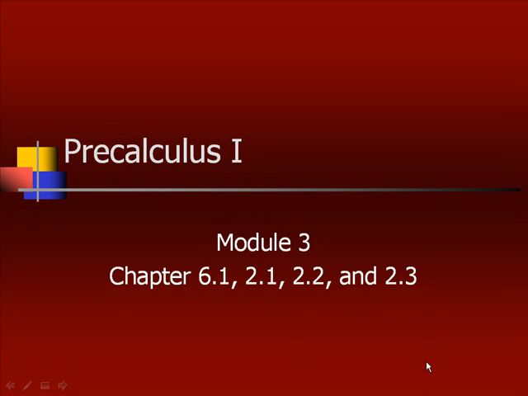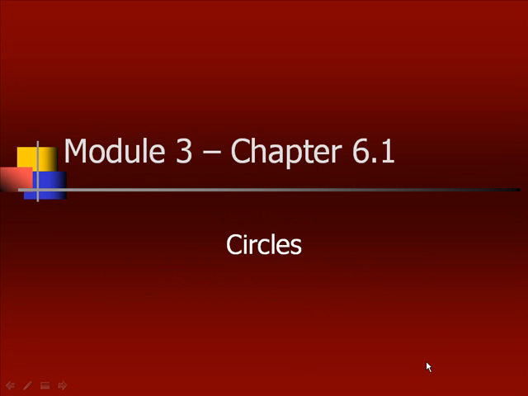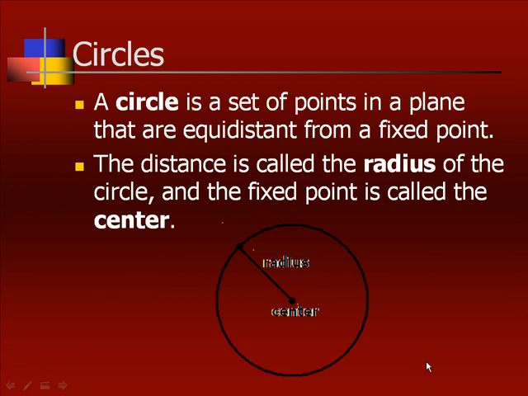This is Module 3, Chapter 6.1, 2.1, 2.2, and 2.3. The first section is Chapter 6.1, which is on circles.